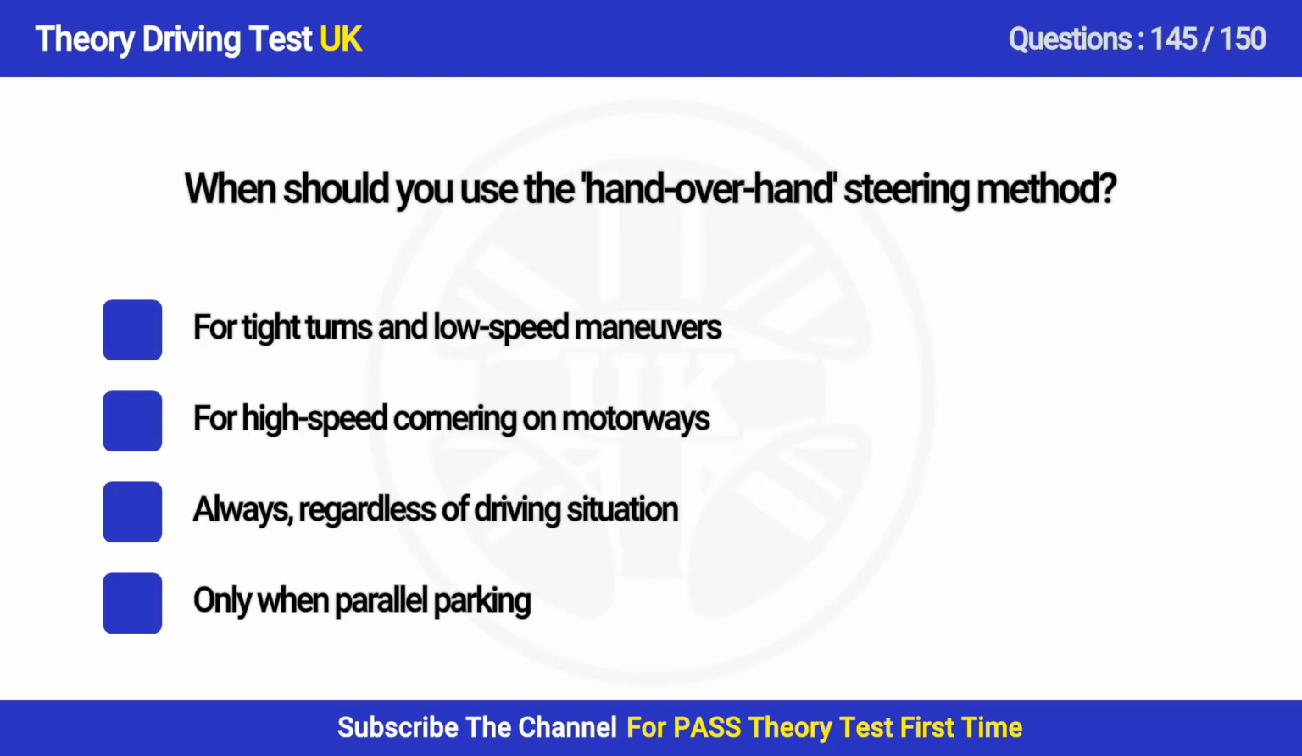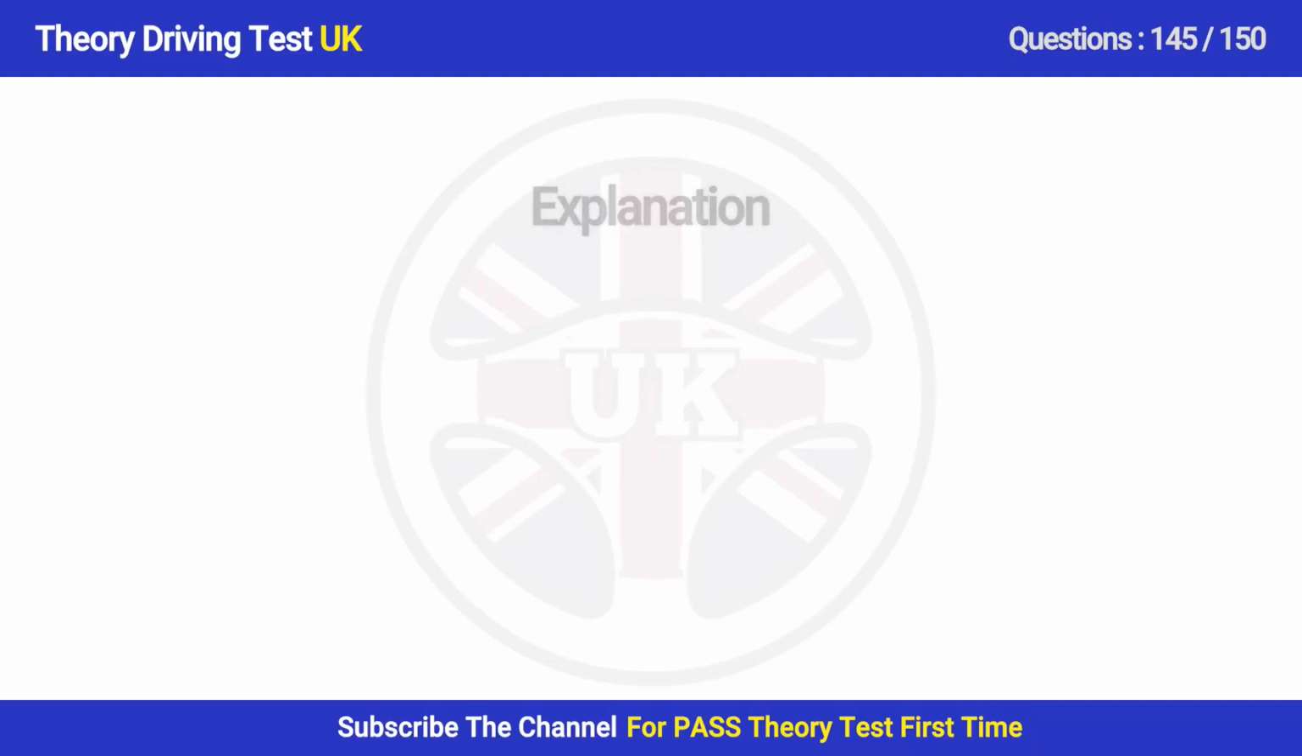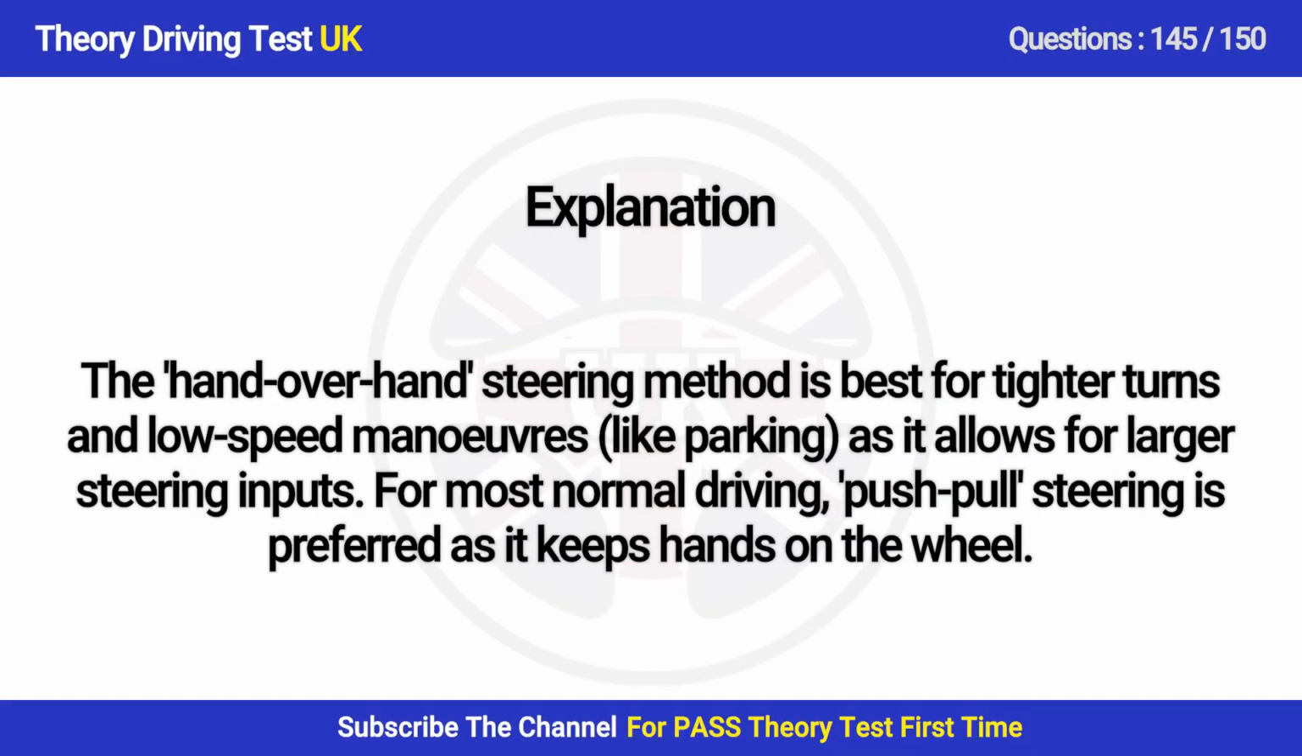Question 145. When should you use the steering method? A. For tight turns and maneuvers. B. For high-speed cornering on motorways. C. Always, regardless of driving situation. D. Only when parallel parking. Answer is A. For tight turns and maneuvers. The steering method is best for turns and maneuvers like parking, as it allows for larger steering inputs. For most normal driving, push-pull steering is preferred as it keeps hands on the wheel.